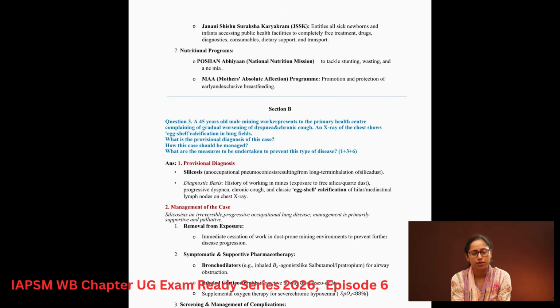Now, coming to section B, question number 3, a 45 years old male mining worker presents to the primary health center complaining of gradual worsening of dyspnea and chronic cough. An X-ray of the chest shows eggshell calcification in lung fields. What is the provisional diagnosis of this case? How should this case be managed? What are the measures to be undertaken to prevent this type of disease?